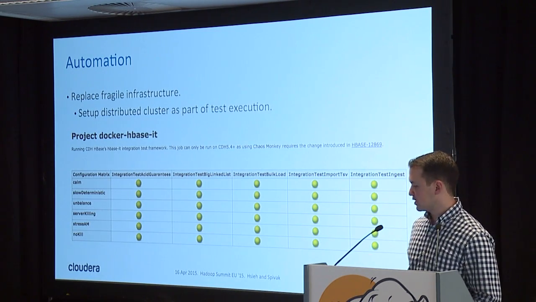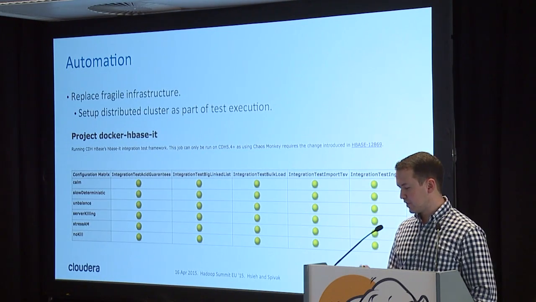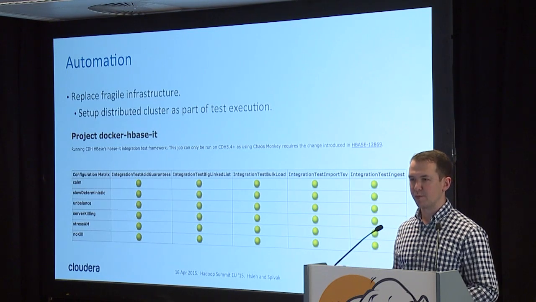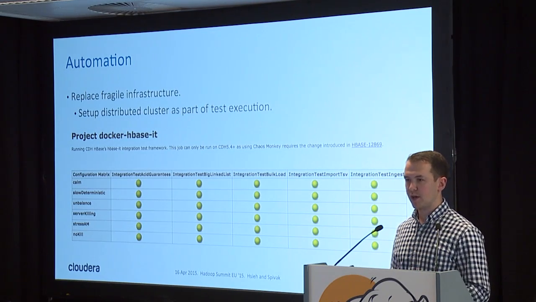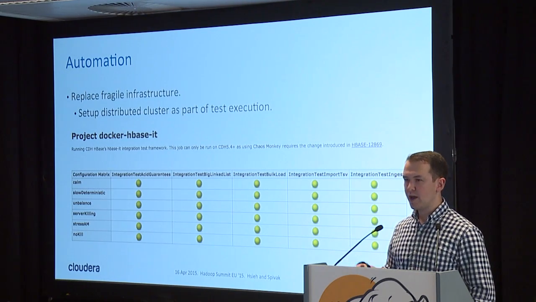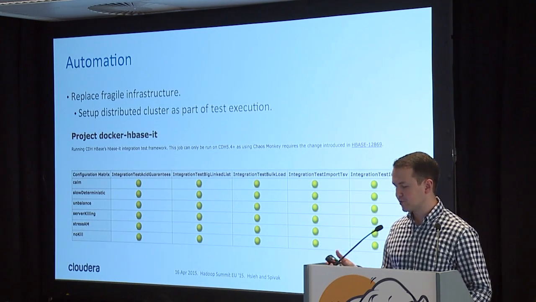So what I'm showing here is a simple Jenkins job called Docker Hbase IT. On the x-axis, you see a suite of 5 integration tests. These are all from upstream Apache Hbase. You can run any of these on your cluster by just typing hbase and then putting in the full class path of the integration test. And then on the y-axis, you have what are called chaos monkey profiles, or actions, or policies.